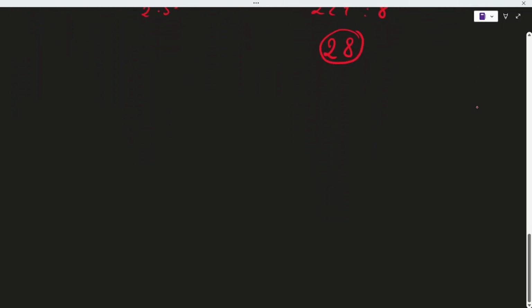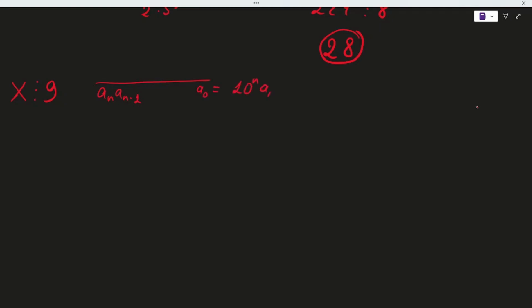Next number which I want to discuss is 9. Number x is divisible by 9 if the sum of the digits is a multiple of 9. Here the idea is very similar to the idea discussed for divisibility property 3. Once again, we just expand 10 to the power of n times an, up to 10 to the power of 0 times a0. And in this case, once again, 10 equals 1 mod 9, which clearly means that any power of 10 will be 1 mod 9.